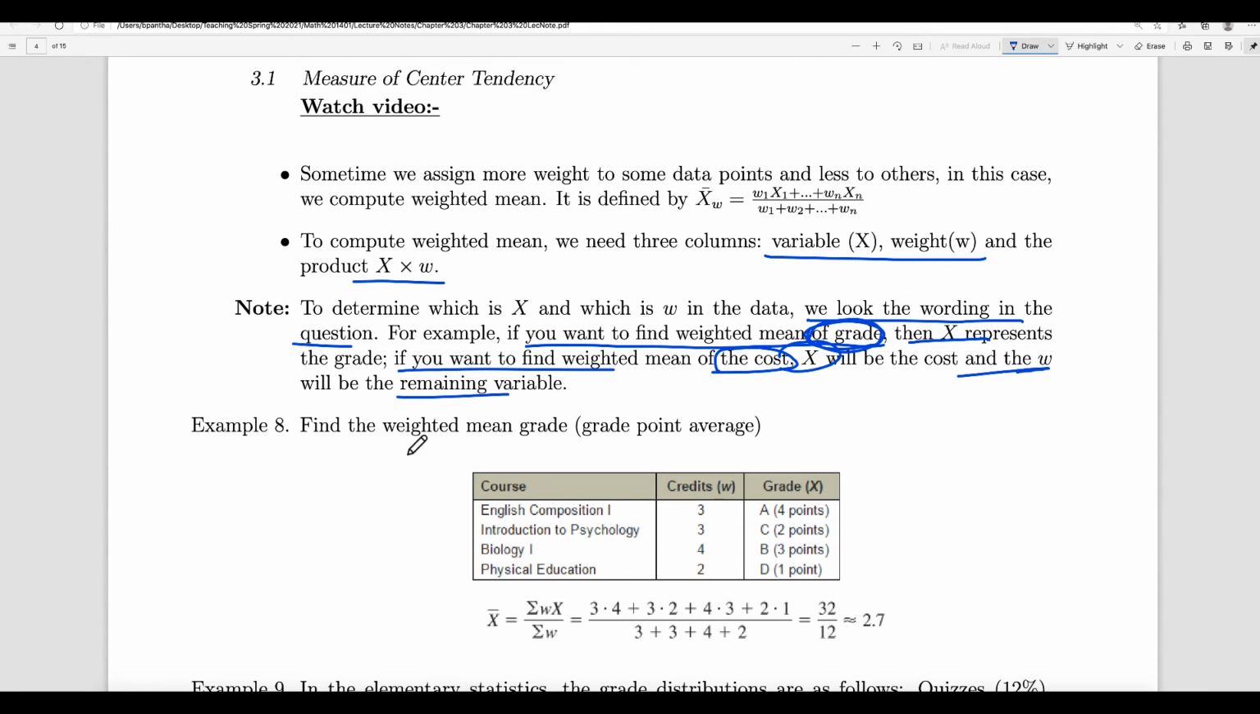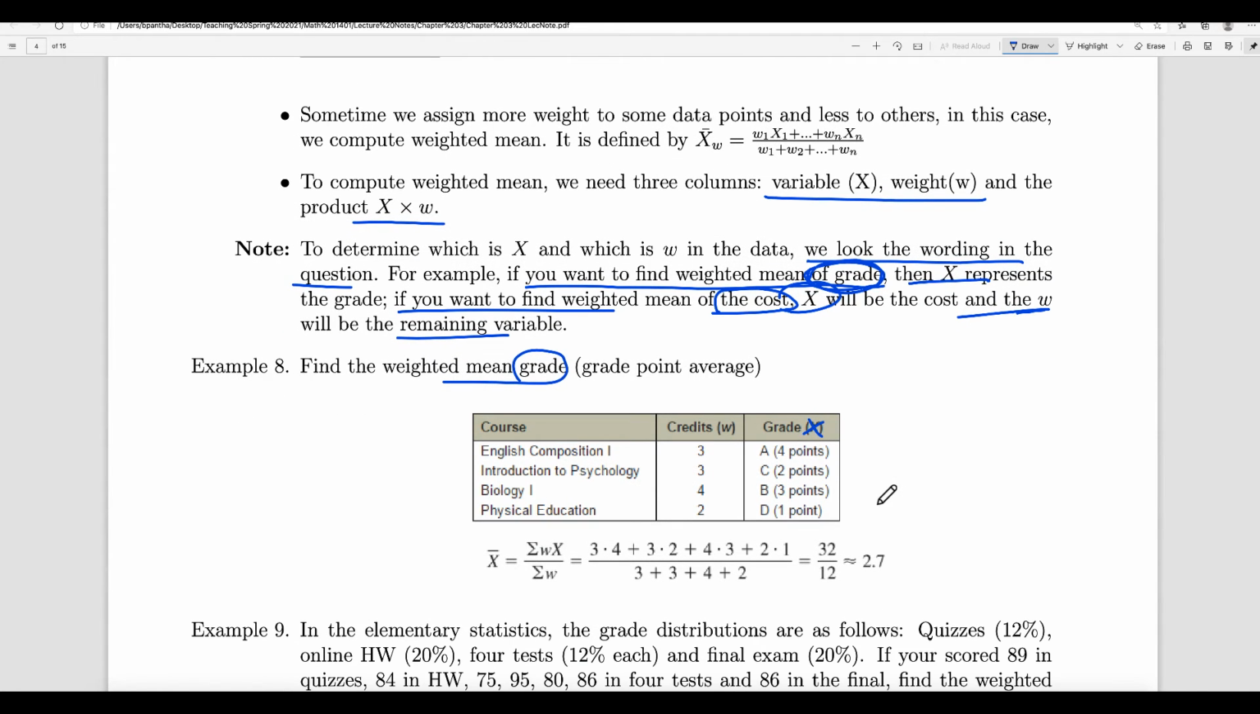Look at this. Find the weighted mean grade. So it says weighted mean grade on this table. So the grade must be x, right? And the other column must be w. All right. So how do I do that? To find out the weighted mean of the grade, we have the weights and the grade. So you find out w times x. W times x will be 3 times 4 is 12. 3 times 2 is 6. 4 times 3 is 12, and 2 times 1 is 2. You add all of them. How much? 12 plus 12 is 24 plus 6 is 30 plus 2 is 32.